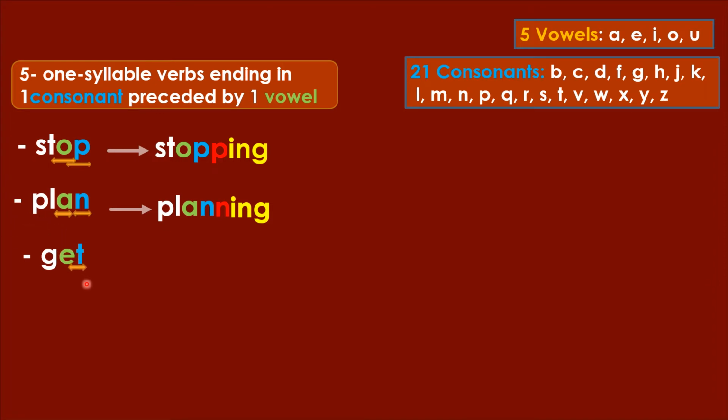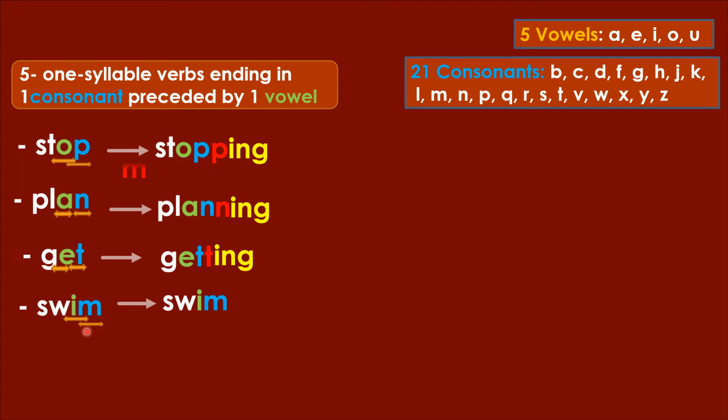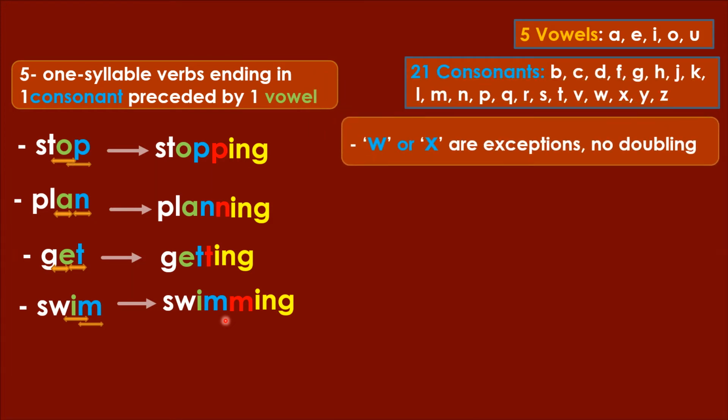Again, T is a consonant, one consonant preceded by E, which is one vowel. So again, simply double the T and add ing. Okay, so let's have a look at swim. Swim, M is one consonant preceded by I, which is one vowel. So again, we're going to double the M and add ing.